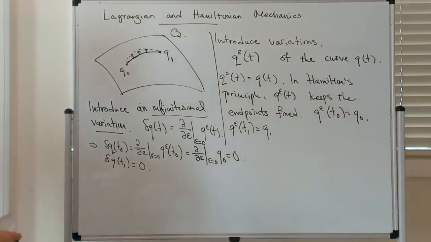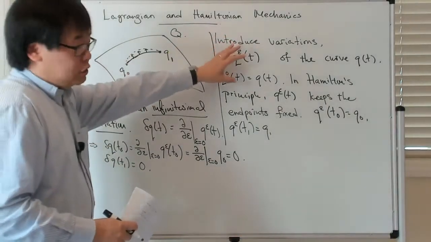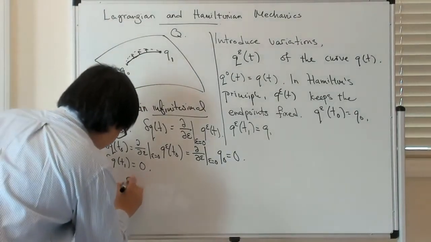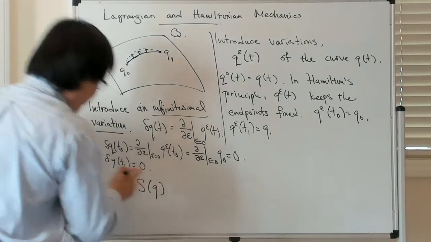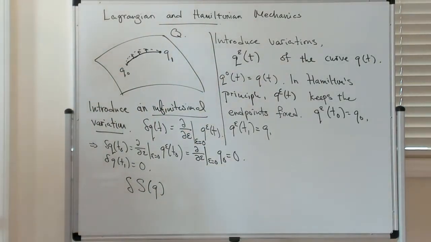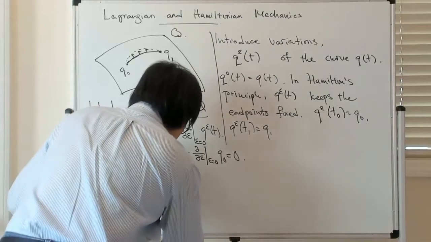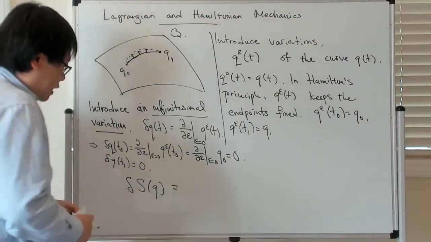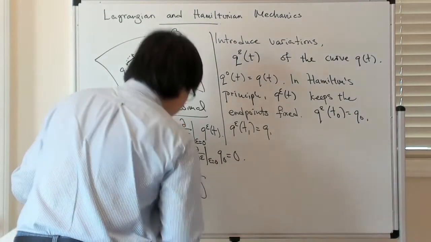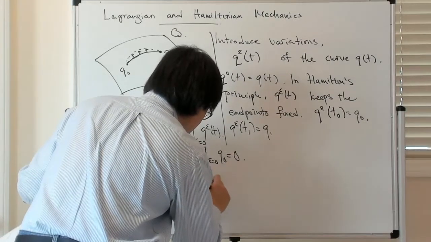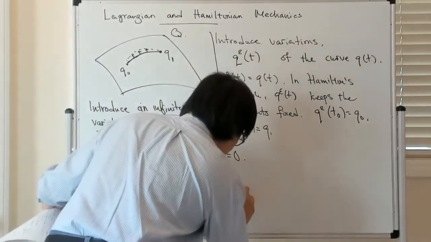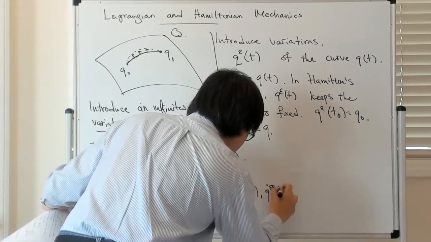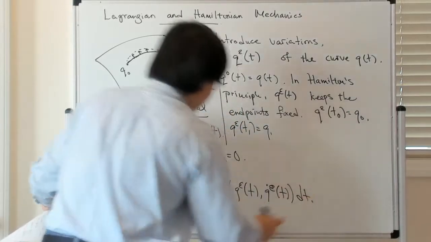The same is true at t1: the infinitesimal variation at t1 is equal to 0. Once you have this idea of variations and infinitesimal variations, we can start talking about what the variation of the action integral is. When I say the variation of S evaluated at q, I look at variations of q in this sense, and I look at the integral from t0 to t1 of L evaluated on q epsilon of t, q dot epsilon of t, dt.